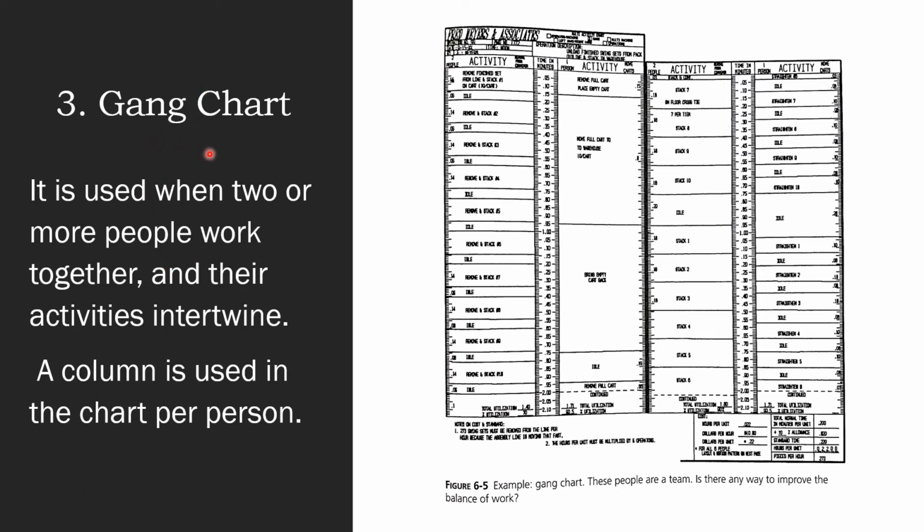Okay, so here for Gantt chart, we use it when 2 or more people work together and their activities intertwine. So if you look at it, you should recognize that is the Gantt chart. Okay, and we give a column per person.